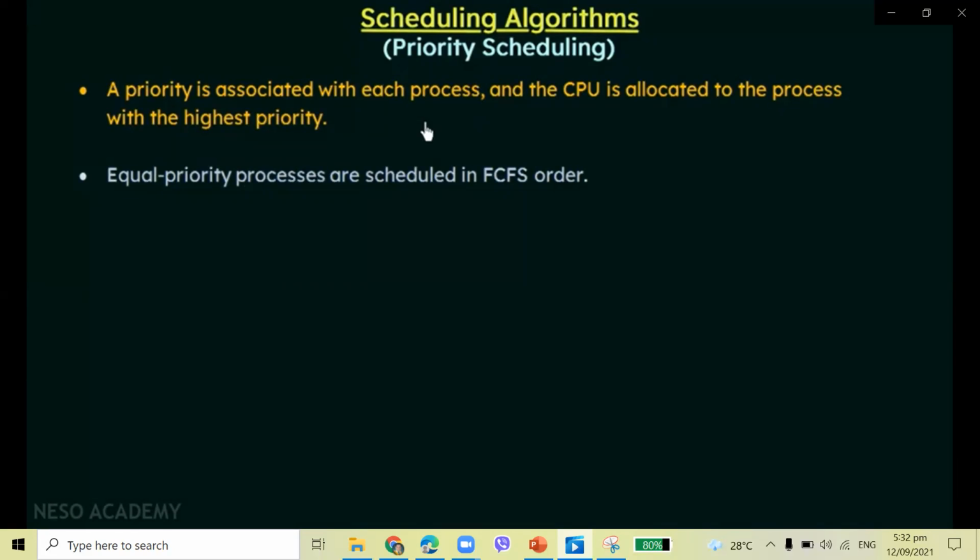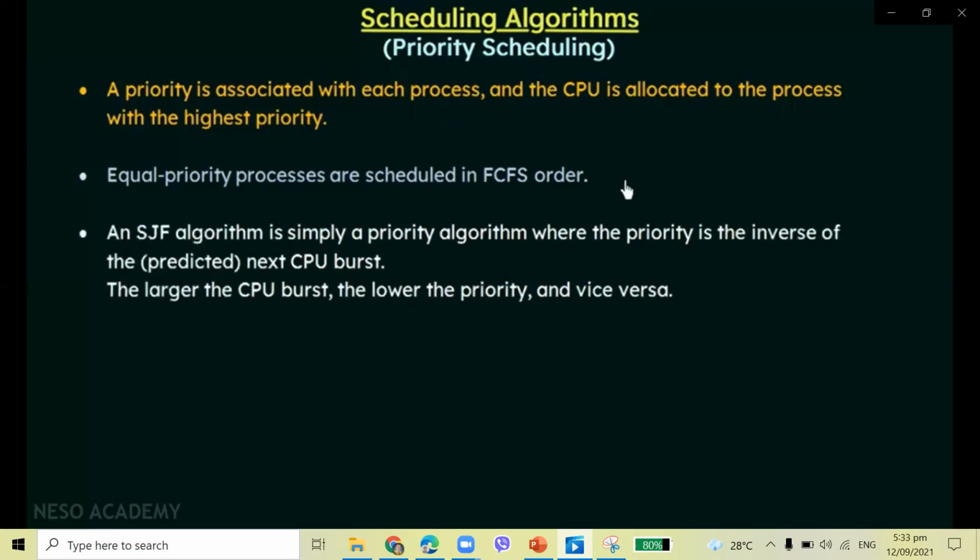And if we have two or more processes with equal priority, then they will be scheduled in the FCFS order, which is the first come first serve scheduling order. So if there are two or more processes having the same priority, then the process that arrived first among them will be given the CPU first. So that is how priority scheduling takes place.